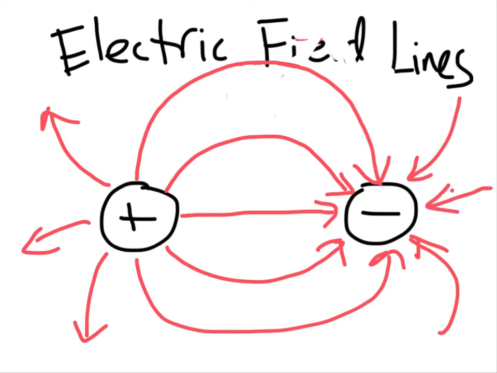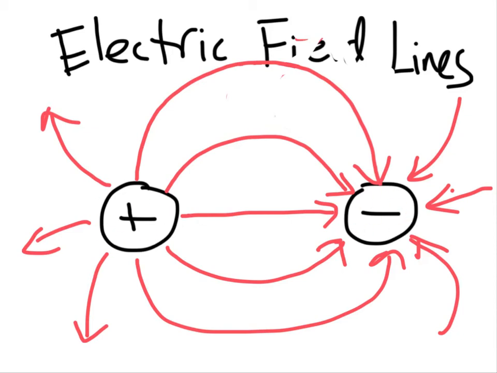So if we were to take a positive charge and put it right here, yes, it's being pushed by this, but it's being pulled by this, so it would kind of take this path and move around and eventually hit this guy. Same as that path or this path or this path. So we call those electric field lines. Away from positive towards negative.